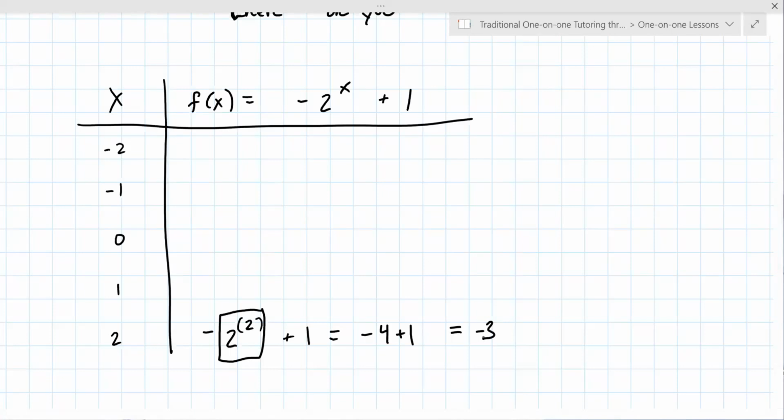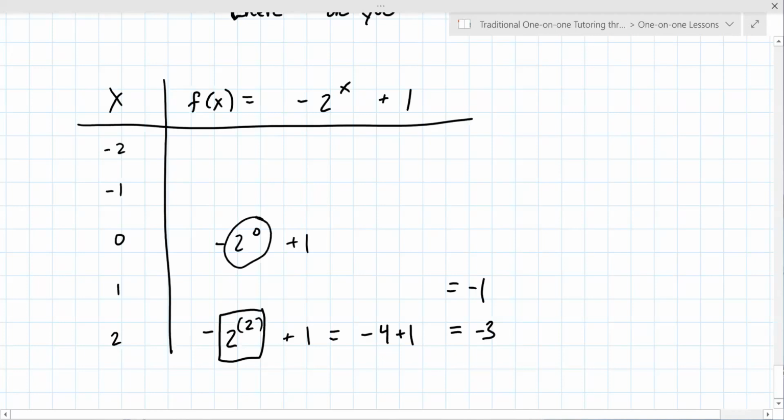1 plus 1. So I guess for 1 it would be -2 plus 1, which equals -1. I agree. How about for 0? 0 would be just -1. Oh, wait. No, it's -2 to the power of 0 plus 1.